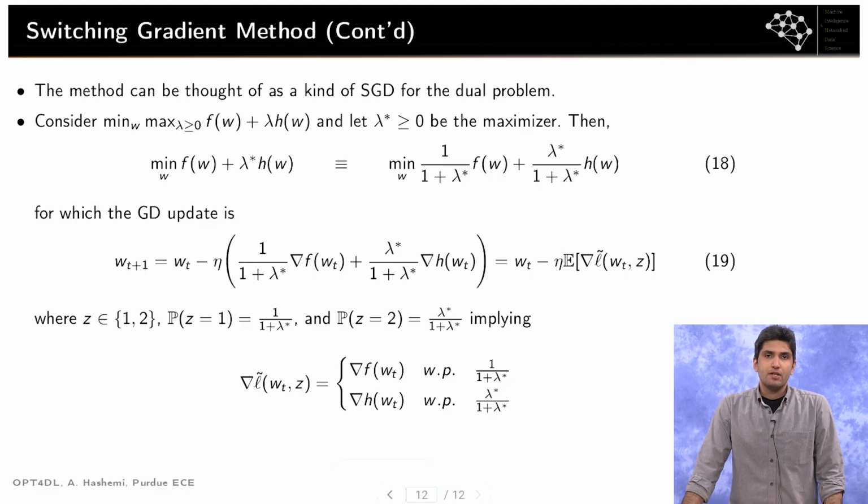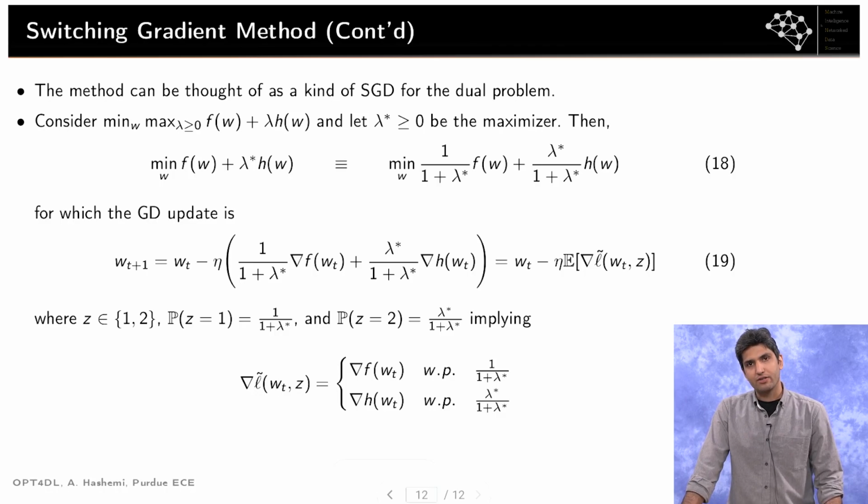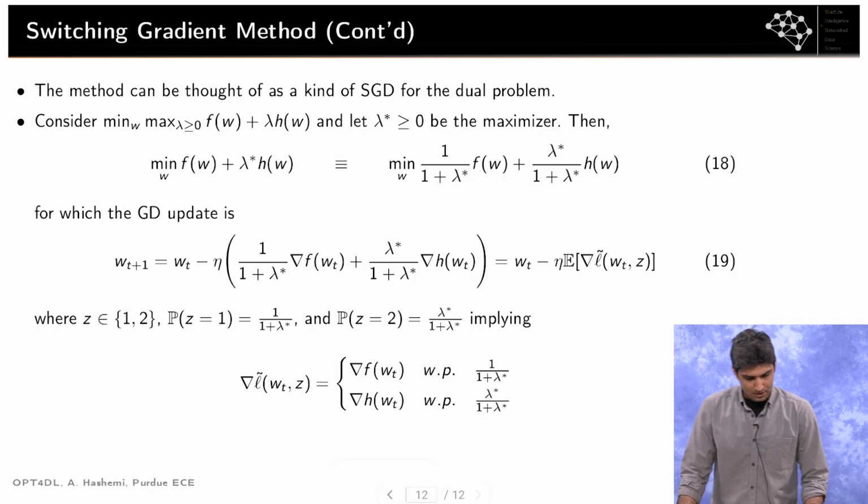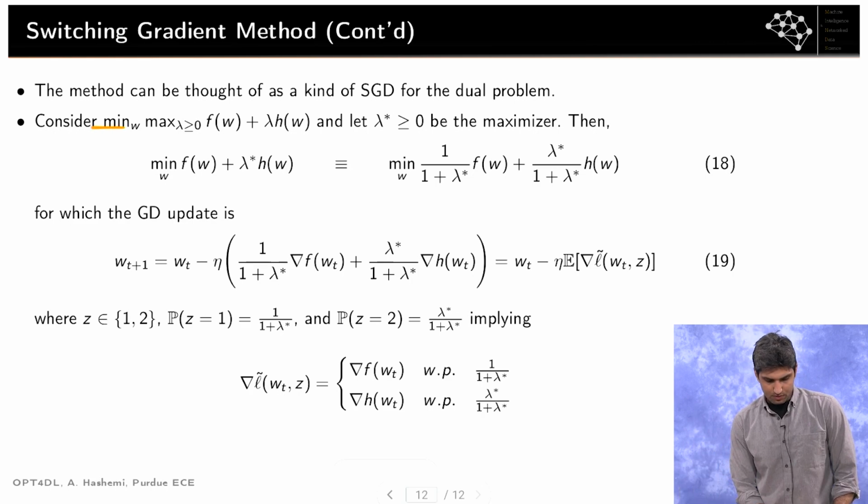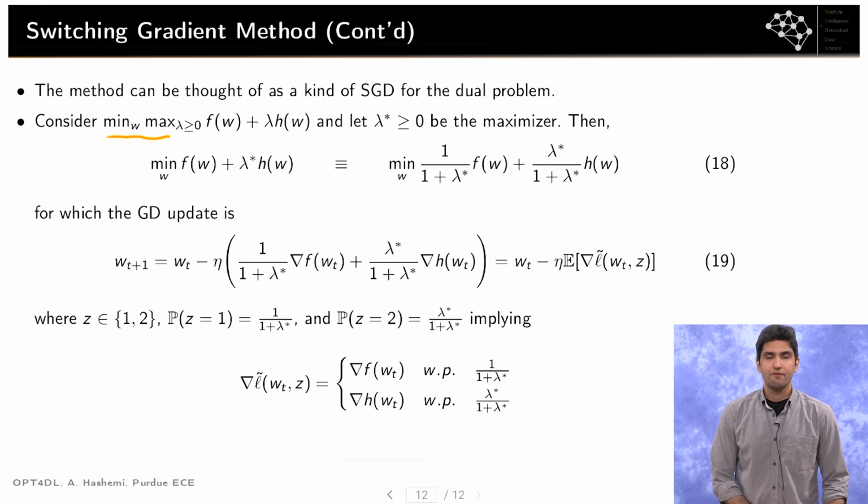So we might expect some connection between the two, and we could actually make a connection between the switching gradient method, or SGM, and the Lagrangian formulation. In particular, we can think of SGM as a kind of stochastic gradient descent for the dual problem. So let's consider this optimization problem, which again is equivalent to our original constraint learning problem.